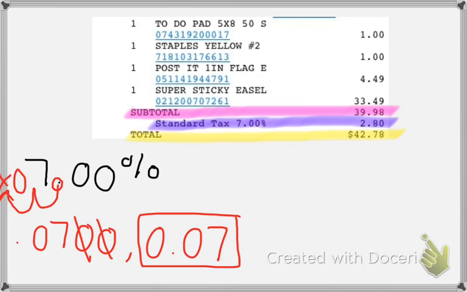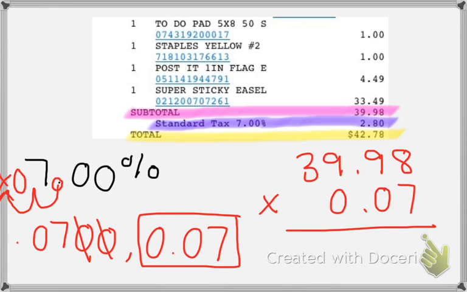Now what we do is we take that decimal and multiply it by the subtotal. So we're going to multiply it by the price of the items that I bought, which was $39.98. So $39.98 multiplied by the tax rate in decimal form, which was 0.07. To save time, I'm going to give you that answer. When you multiply it out, you get 2.7986. Remember, when you're multiplying, the product that you get is your tax.